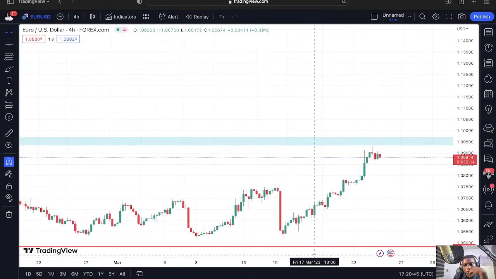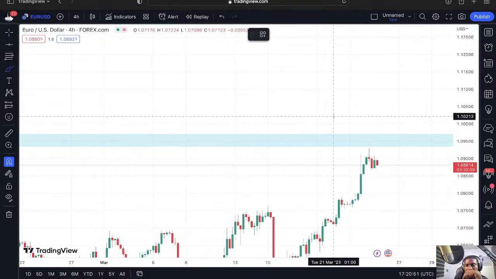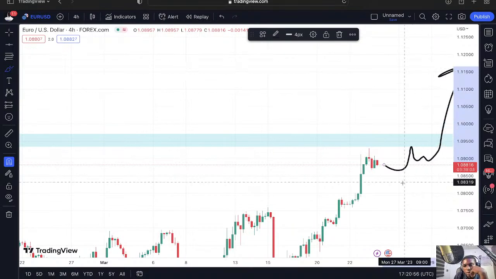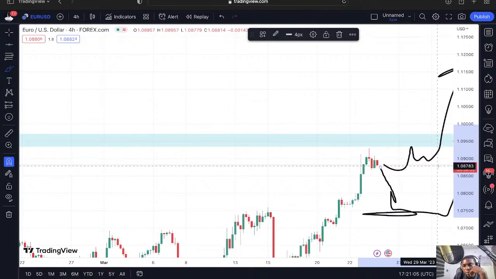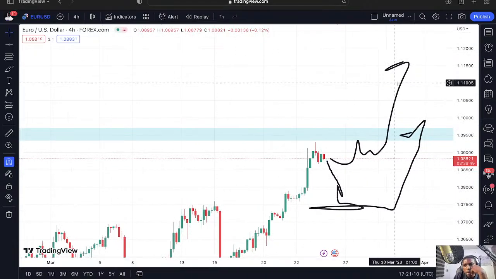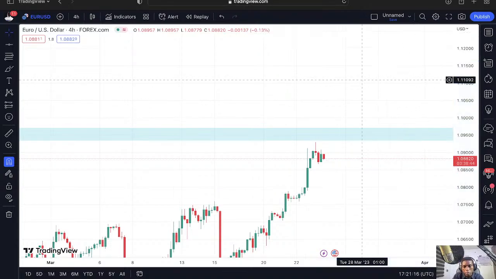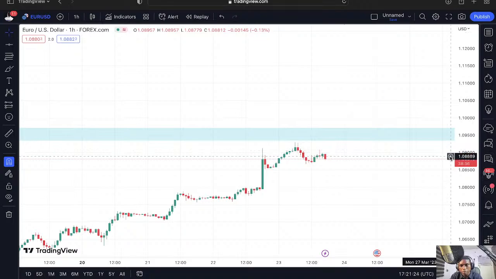So here is the thing. Now we want to look at what price will do at this region. Like I said, price might just rally a bit and then go up, and again price might come down here, rally a bit and then go up, and then price might just keep going down. That's why it is very, very important that you run your analysis.